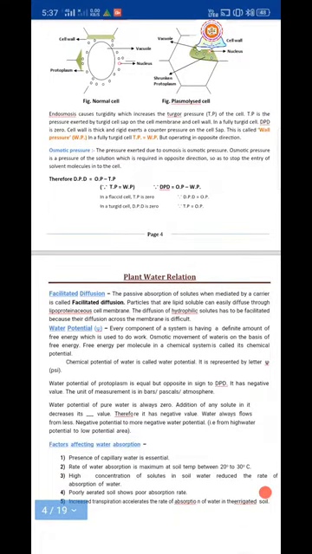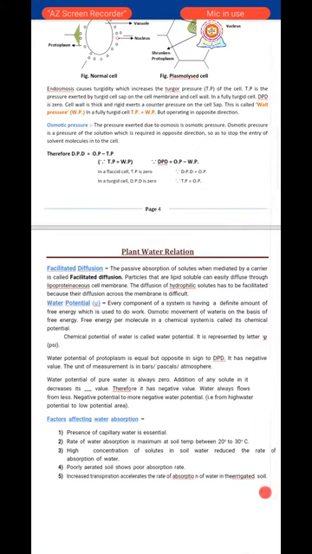Facilitated diffusion. The passive absorption of solutes when mediated by a carrier is called facilitated diffusion. If the diffusion or the passive absorption of solutes is mediated by a carrier molecule, then it is known as facilitated diffusion. Particles that are lipid soluble can easily diffuse through the lipoproteinous cell membrane. The diffusion of hydrophilic solutes has to be facilitated because their diffusion across the membrane is difficult.